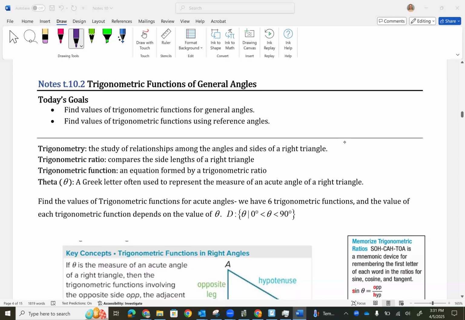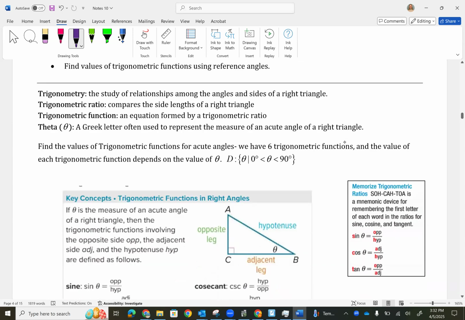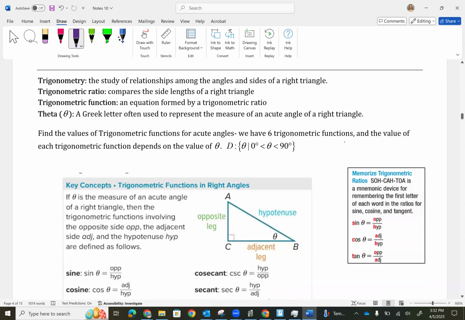Okay, so today we're going to talk about section 10.2. In trigonometry, you probably remember from last year that trigonometry is a lot about fractions. We did SOHCAHTOA, and you may remember that. Sine is the opposite over the hypotenuse. Cosine is adjacent over hypotenuse, and tangent is opposite over adjacent.